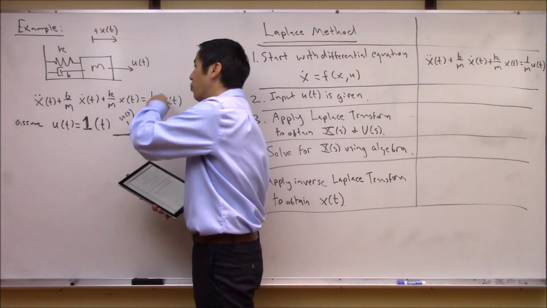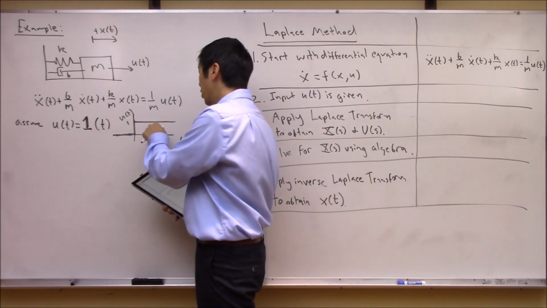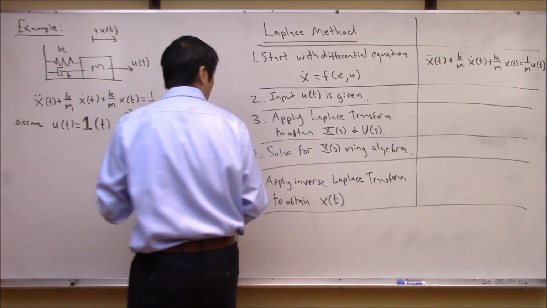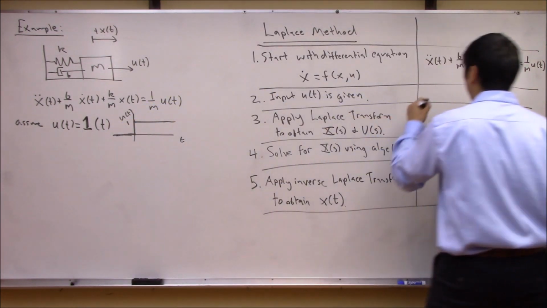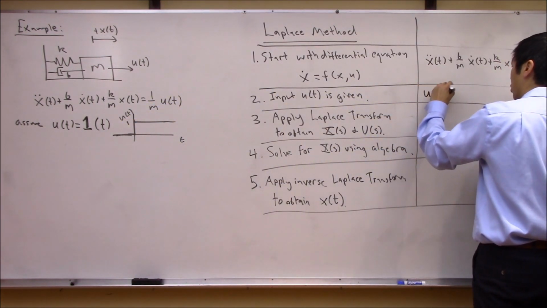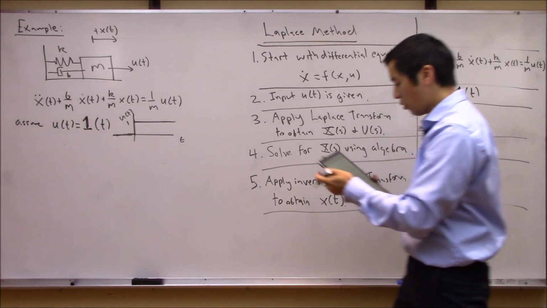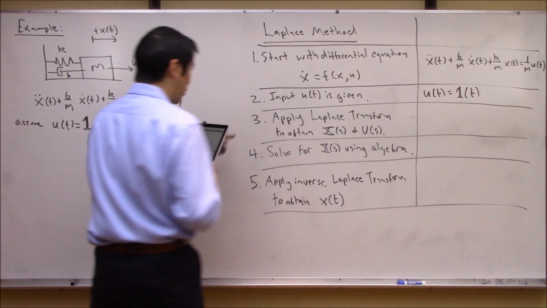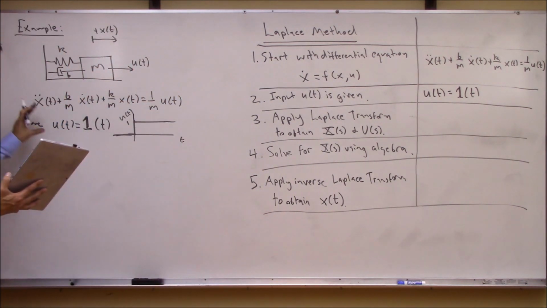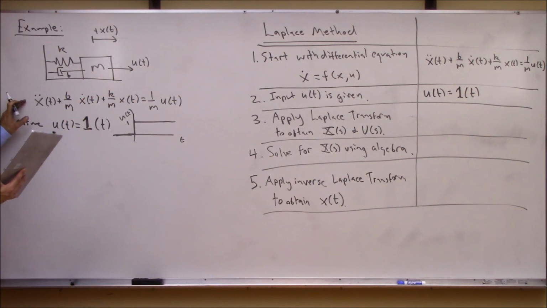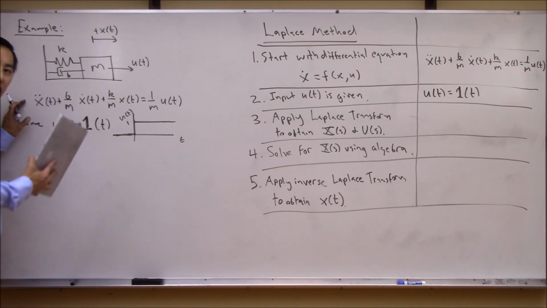So I want to understand the response of the block to this kind of input. We know the input u is typically given, so in this case, u of t is just going to be a unit step input. Going on to step number 3, we have this differential equation, and I don't want to solve it using differential equation techniques. I want to solve it using algebraic techniques.